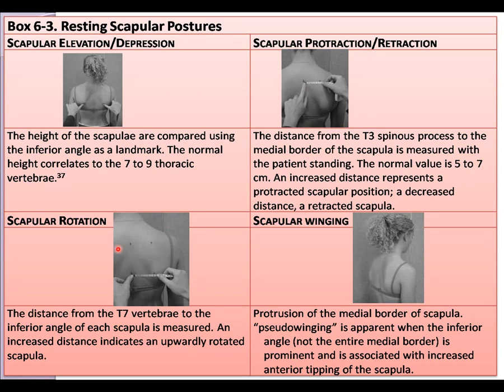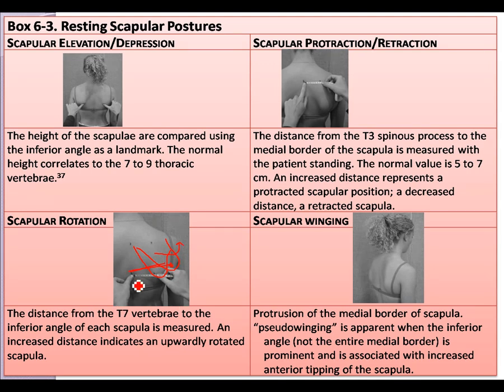But instead of measuring up here like we did for protraction and retraction, we're actually going to measure down here at the bottom. So we find the inferior angle, mark it, then go over to T7, which should be the next vertebrae over. We measure that distance. We compare them to both sides, because if this scapula, which is kind of right in here, was upwardly rotated, then the inferior angle would be more like this. So you'd be further away, which would give you a longer distance.